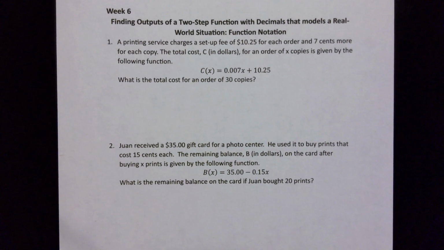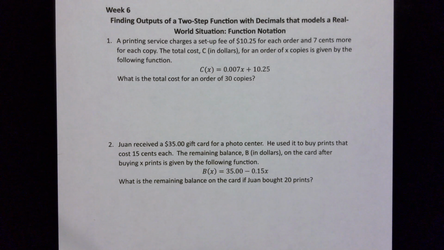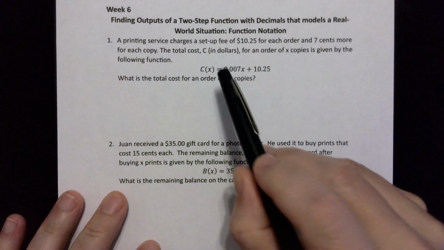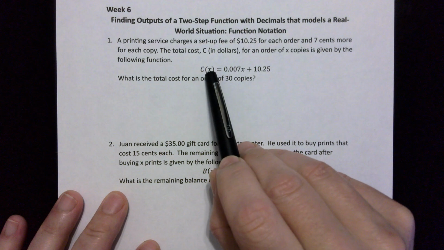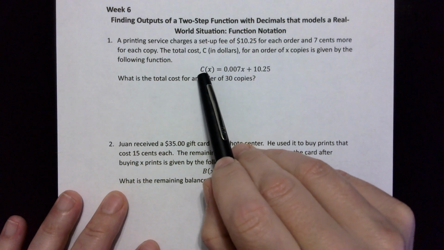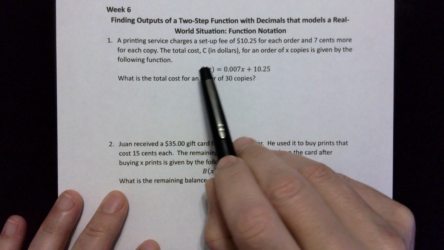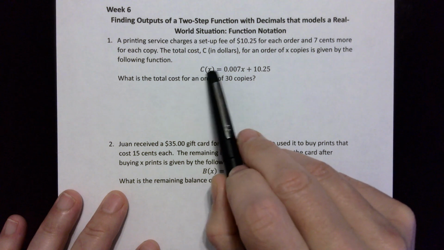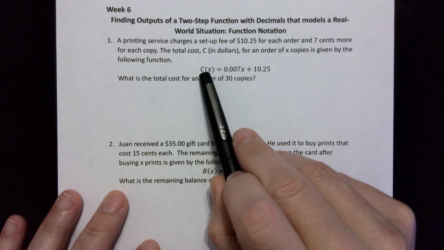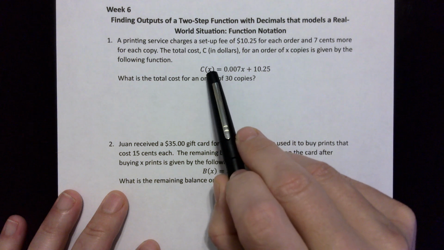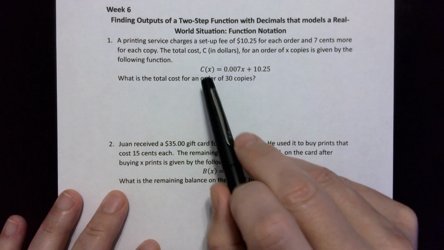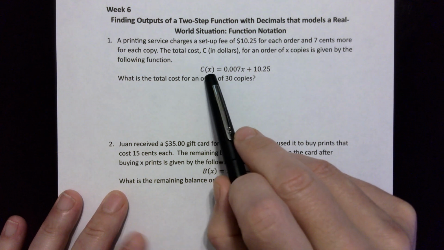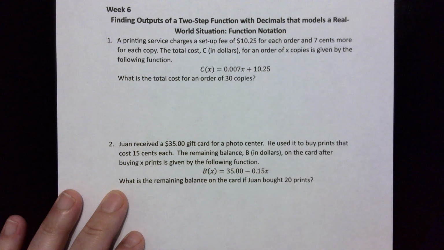In this problem, we're going to be finding outputs of a two-step function with decimals that models a real-world situation, and we'll be using function notation in this. Function notation is where you have this sort of notation. You may have seen it in terms of f with an x here. That's function notation. This is a function of x, and it doesn't really matter what letter you put here or here. It could be a different variable or a different letter, but usually the most common are f of x, h of x, g of x, and things like that.